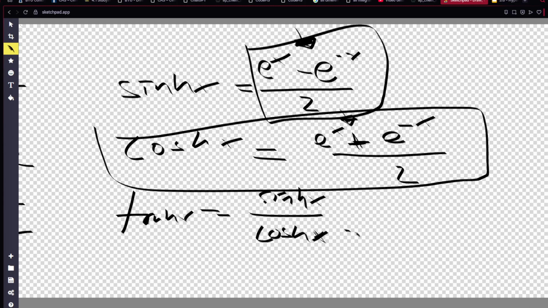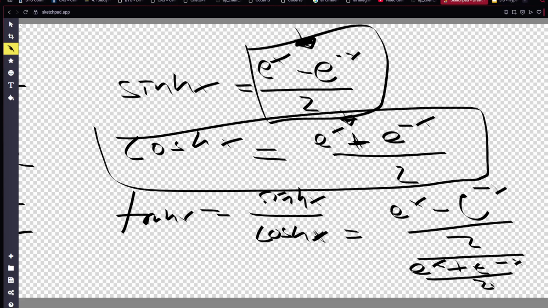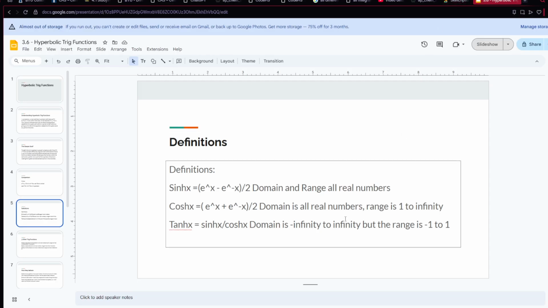This one is just a ratio of the two, so it would be e to the x minus e to the negative x divided by 2, divided by e to the x plus e to the negative x over 2. You can cross the 2 out, do some math there, but yeah, those are the ratios here. These are all the domain and range restrictions.